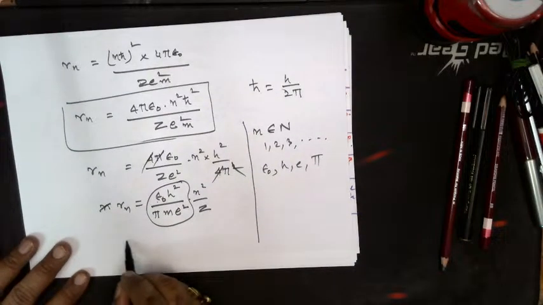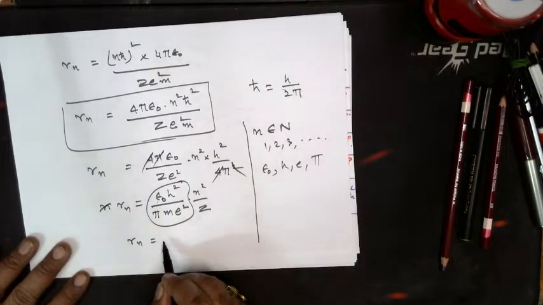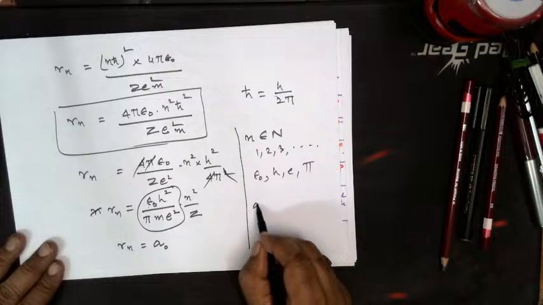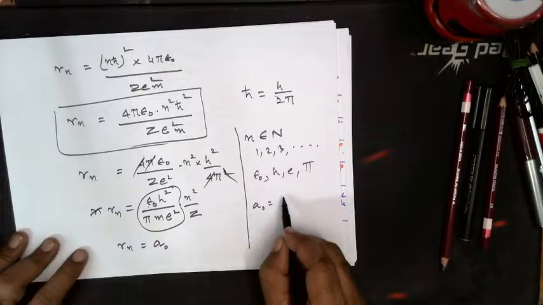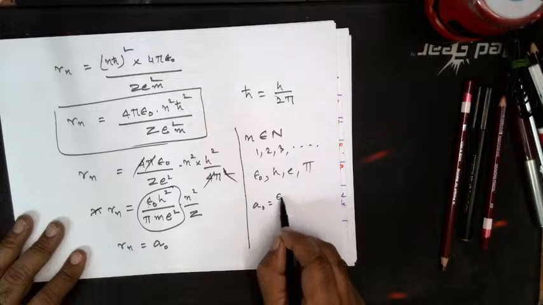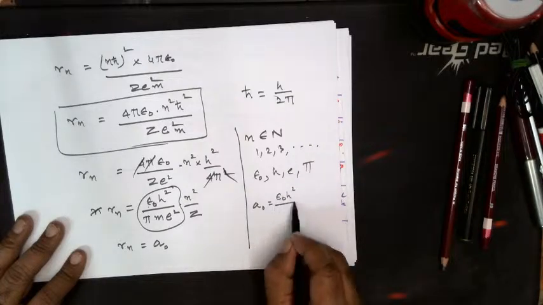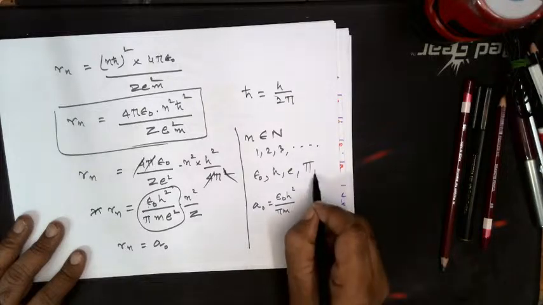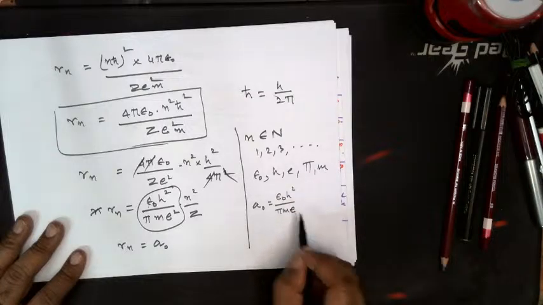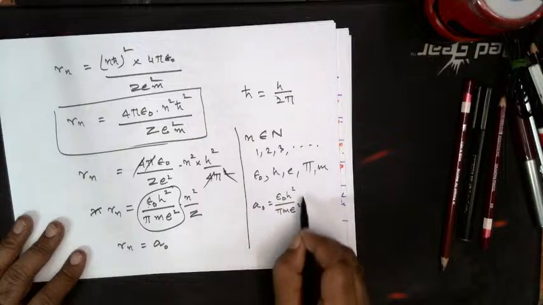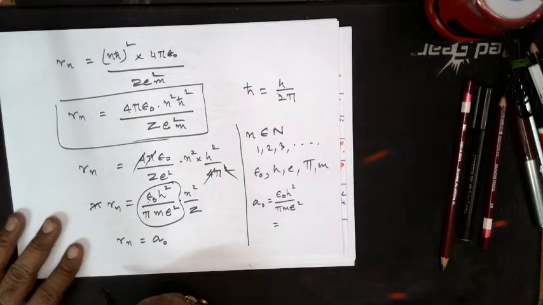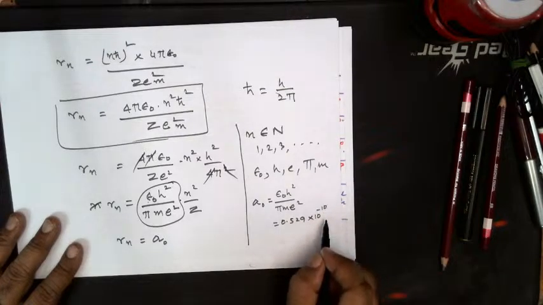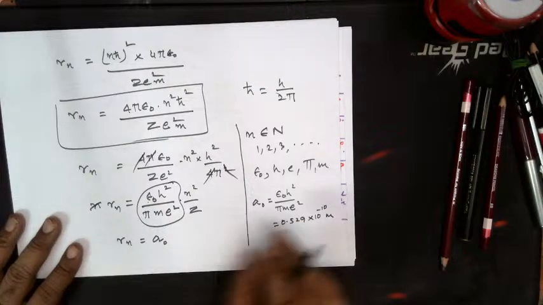So you can simply represent this as Rn is equal to, let us put a constant a naught. This a naught is nothing but the proportionality constant, which is epsilon naught h squared divided by pi m, you know the mass of electron, that is also constant, is it not? Yes. And you have the charge of electron squared. So you can substitute all these values and it is found to be 0.529 into 10 power minus 10 meter.